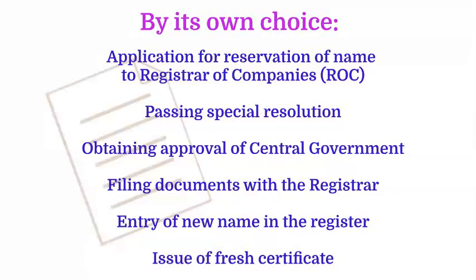On the receipt of the above documents, that is special resolution and approval of the central government, the registrar shall enter the new name of the company in the register in place of the old name. Thereafter, the registrar shall issue a fresh certificate of incorporation with the new name of the company.